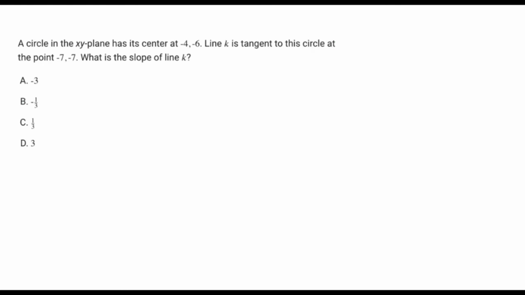A circle in the xy plane has its center at coordinates -4, -6. Line K is tangent to the circle at point -7, -7. What is the slope of line K? So this is an interesting problem because when you talk about geometry on the SAT, you don't really get too much into the obscure concepts. So we have tangent lines on a circle. This one thankfully is quite simple and straightforward, so I'll show you how it's done.